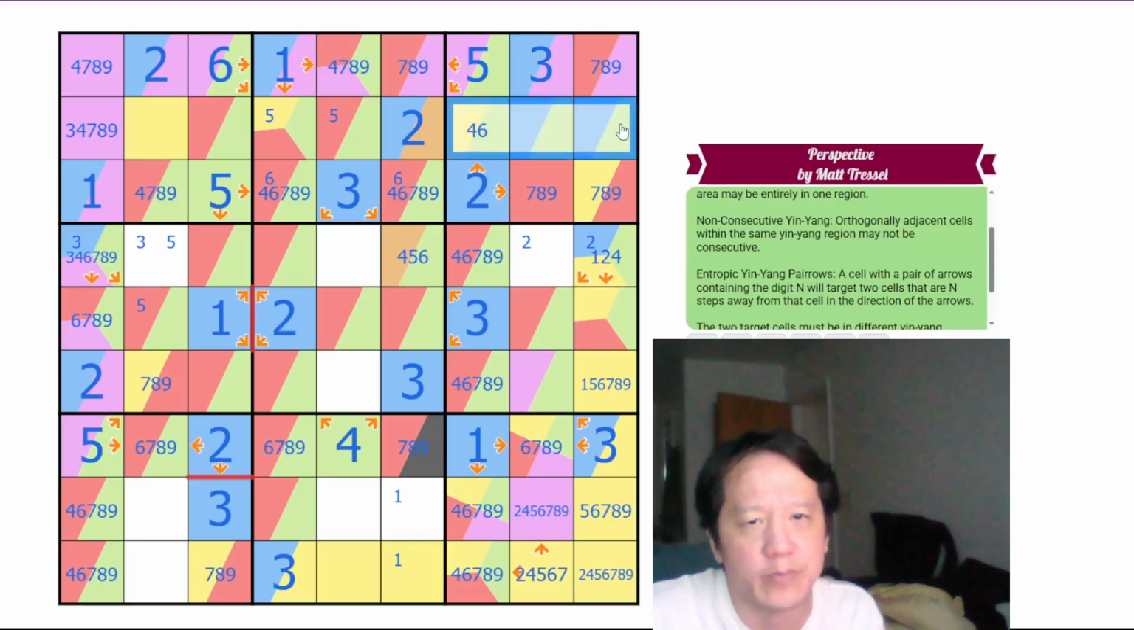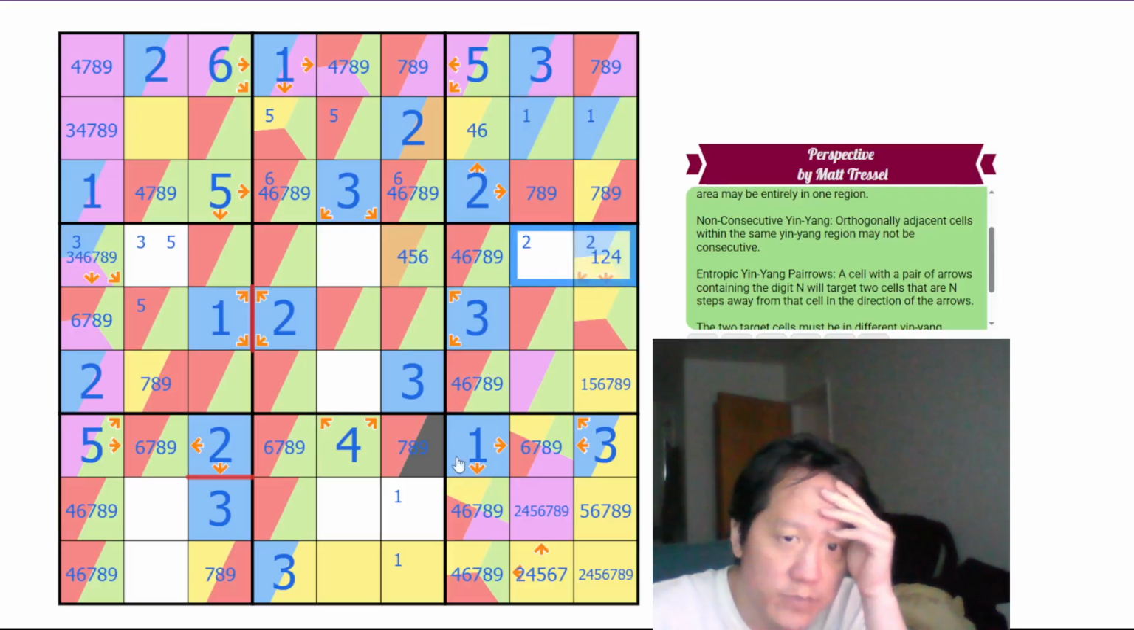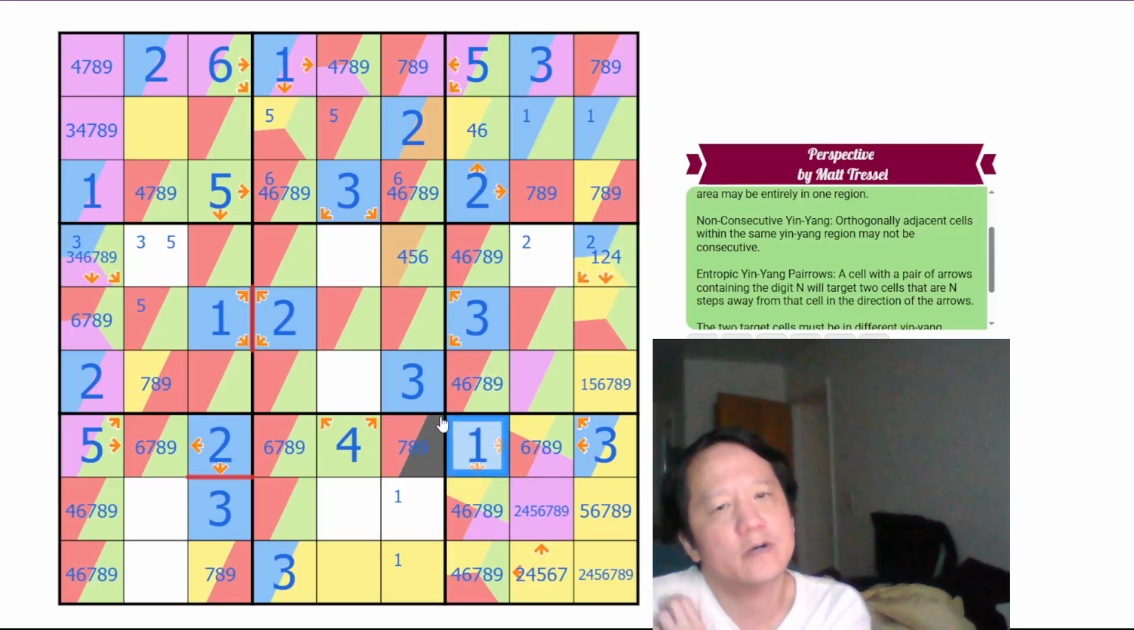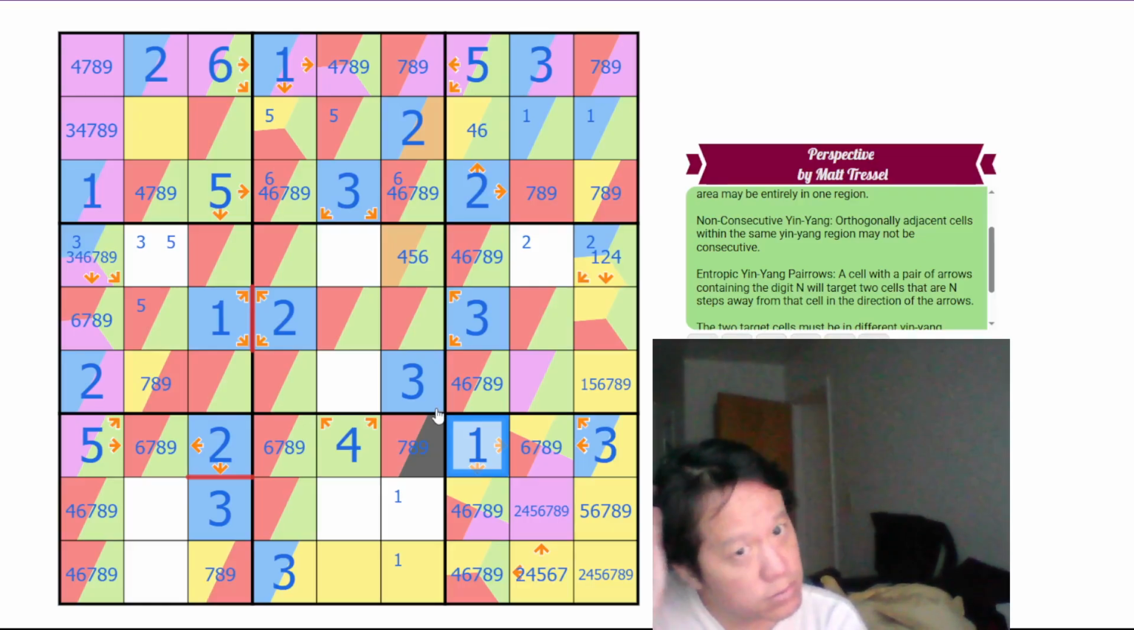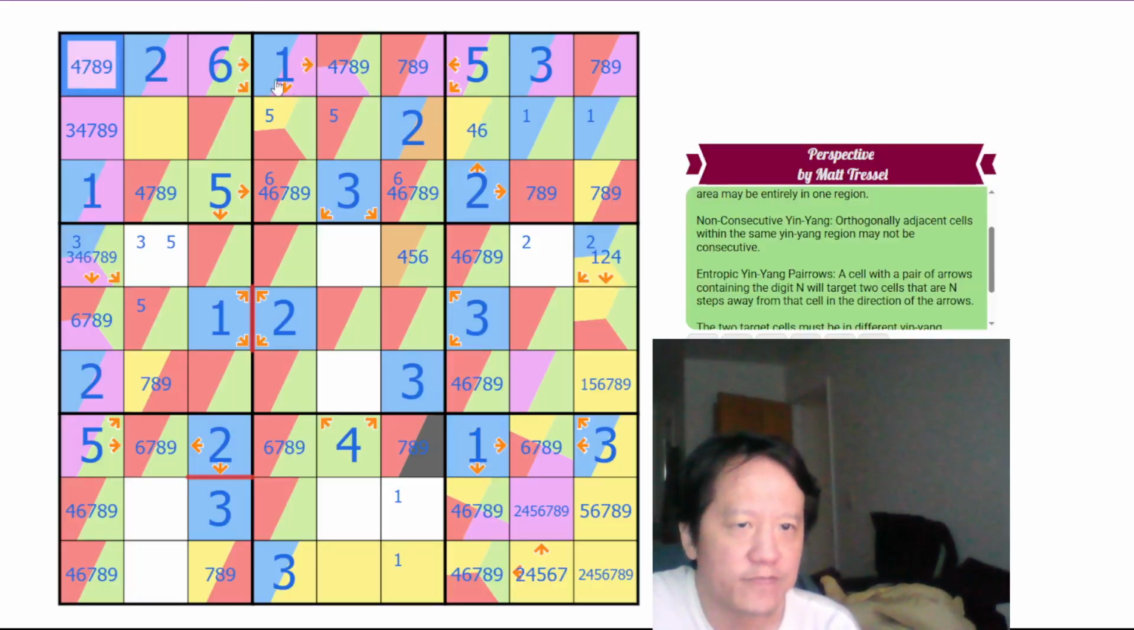We have 1 remaining in this box, and it has to be one of these two. Okay, 2 is one of these two. One of these is a 4. We don't know which.